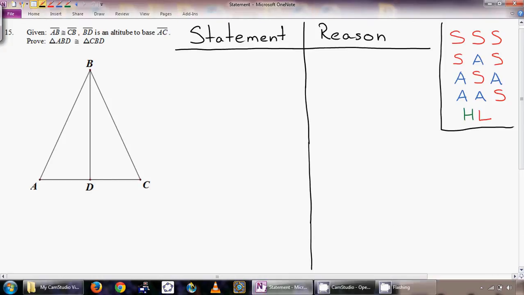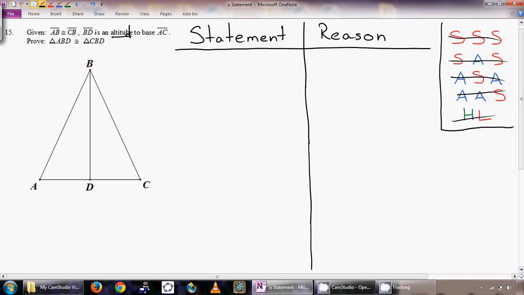And last but certainly not least, we've got number 15, which I included because I wanted to have a brief review of yesterday's lesson. So I'm just going to be transparent and tell you this one is going to be a hypotenuse leg. Okay, I've got that word. Altitude. Should be altitude.